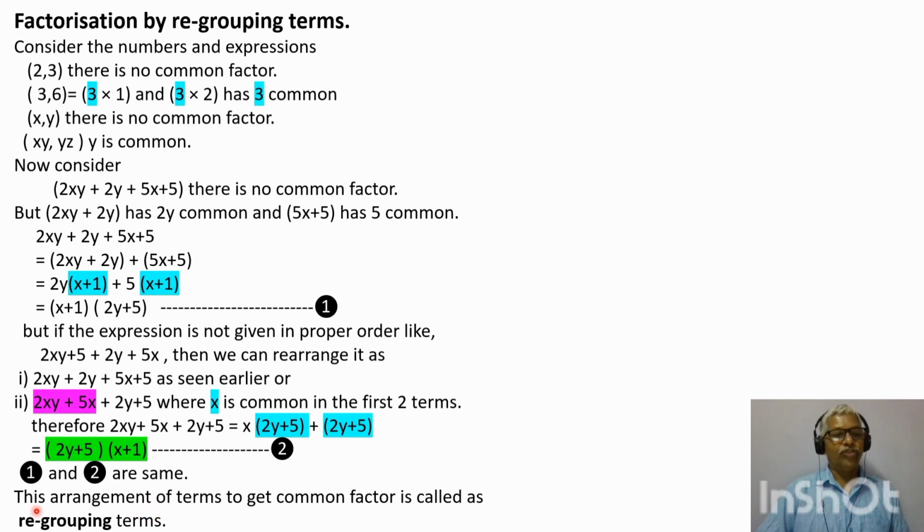This rearrangement of the terms to get a common factor is called regrouping. Do you know what regrouping is? We have done all this exercise to understand what regrouping is. We have regrouped it, and whether you do it like this or like this, the answer remains the same. This process is called regrouping. Remember, I am taking it for the third or fourth time just so you understand it properly. Okay, move ahead.